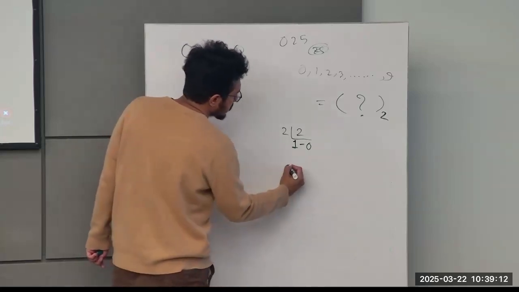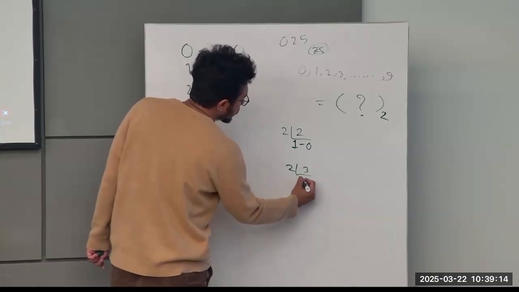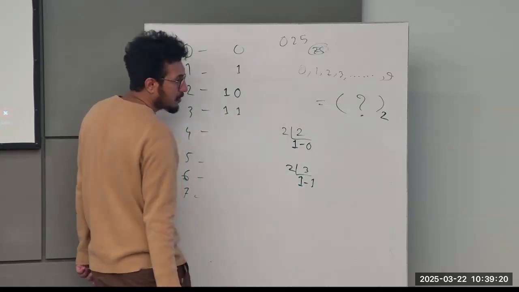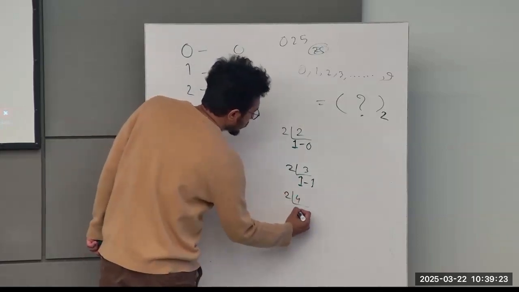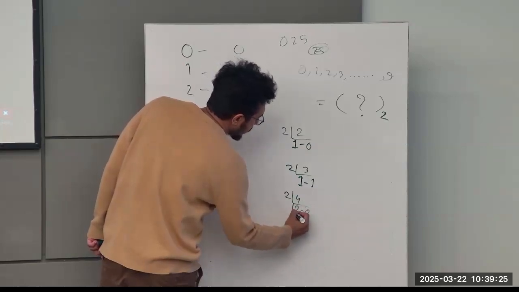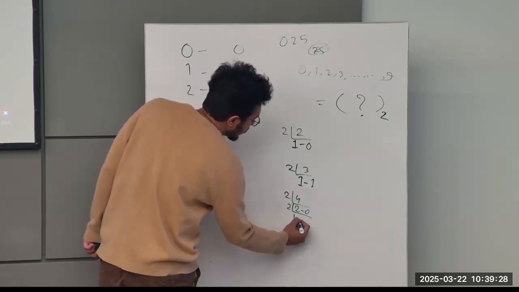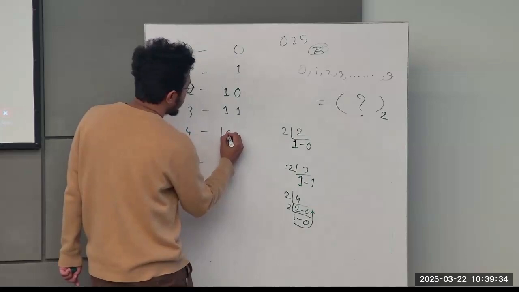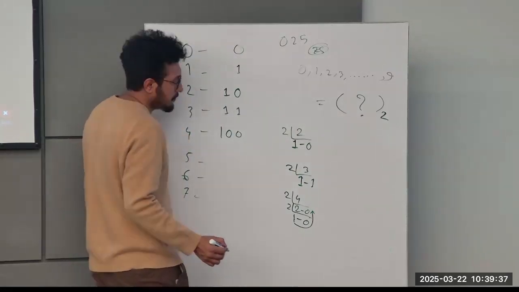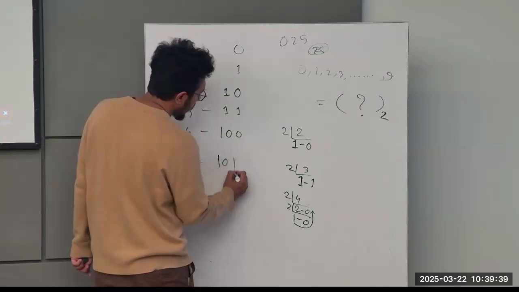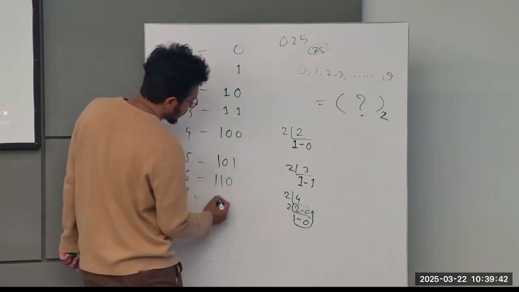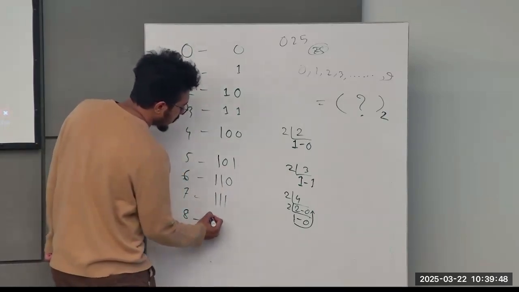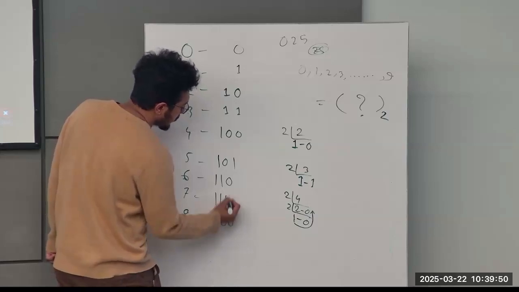What is 3? Divide 3 by 2. What does it give you? 1, 1. So 3 is basically 1, 1. What is 4? Divide 4, then we get 2, 0. Then you can divide 2 once again, which gives 1, 0. So 1, 0, 0. You see? 4 is basically 1, 0, 0. If you do the same with 5, you will get 1, 0, 1. 6 will be 1, 1, 0. 7 will be 1, 1, 1. And 8 is 1, 0, 0, 0.